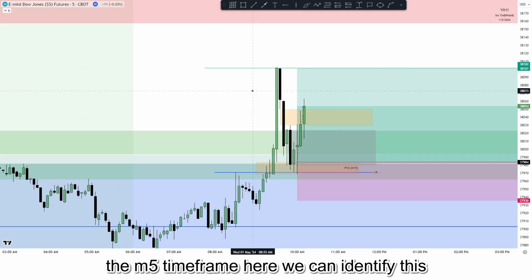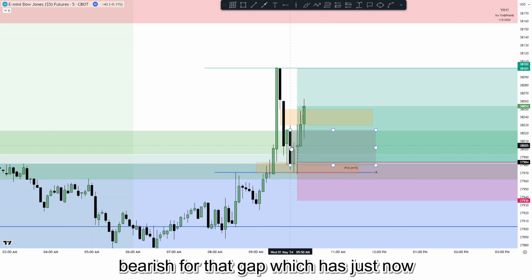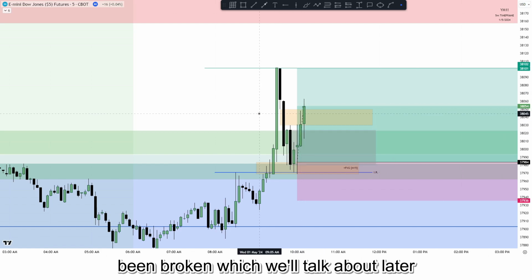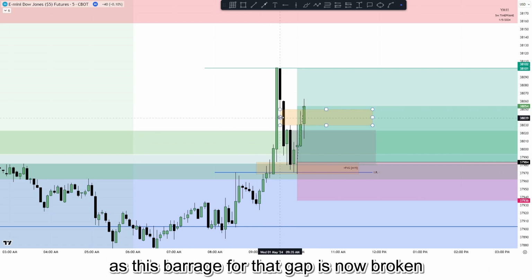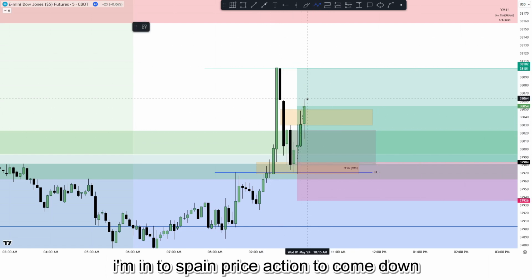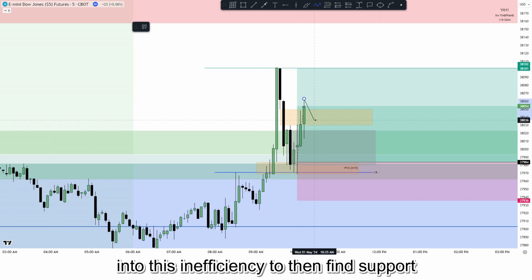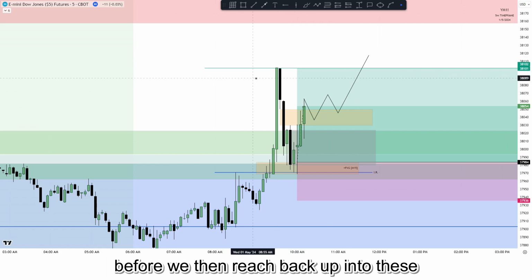Coming down to the M5 time frame here, we can identify this bearish fair value gap, which has just now been broken, which we'll talk about later, and this bullish order block down here. So as this bearish fair value gap is now broken, I'm anticipating price action to come down into this inefficiency to then find support before we then reach back up into these highs.